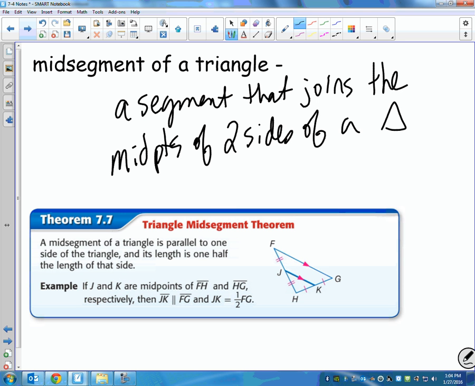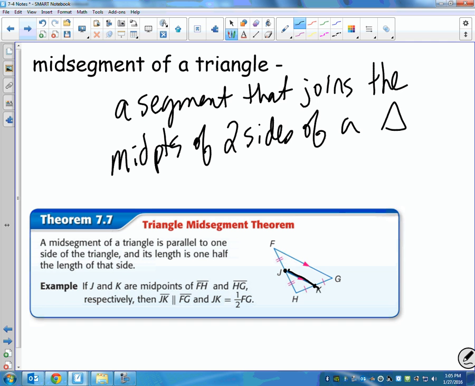So you can see in this lovely picture here, they've drawn in one. If they drew in the midpoint of FH and the midpoint of HK, and they connect it, it will always be parallel to the other side of the triangle. So the side it's not touching, it'll always be parallel to it. And kind of cool, it'll always be exactly half the length of that other side.